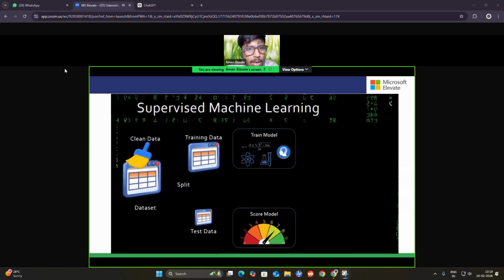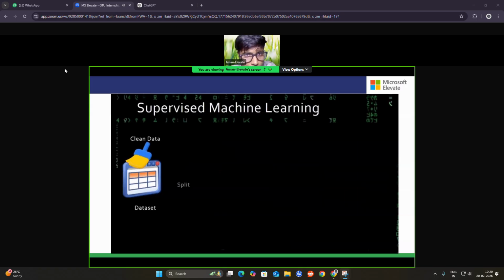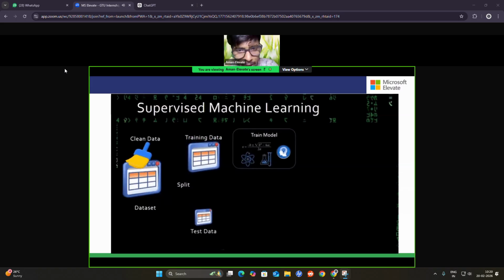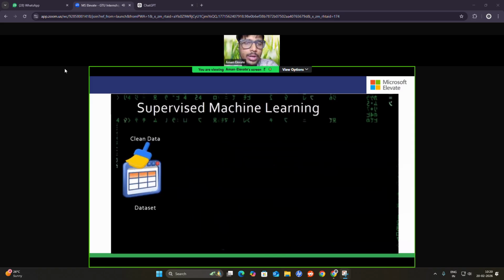Okay, now we measure the outcome. When we measure the outcome, we try it with the test data as well. Then we compare. Can you tell me why we actually compare the accuracy of training and accuracy of testing? Why do we do this?